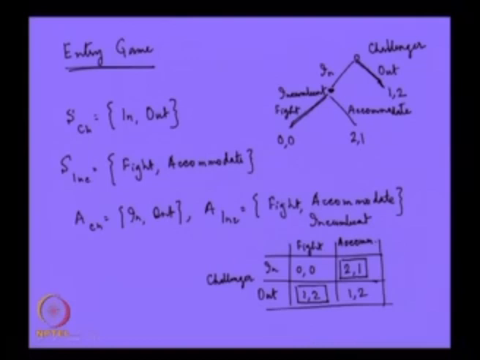So the Nash equilibria of this game are the following: in accommodate and out fight. Now, this was what we got from this matrix. But how does it transform in terms of this game tree? If we look at the game tree, how does it look?